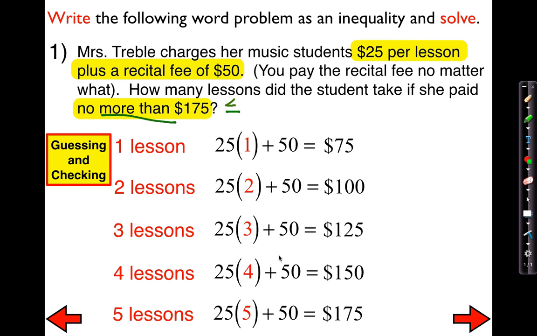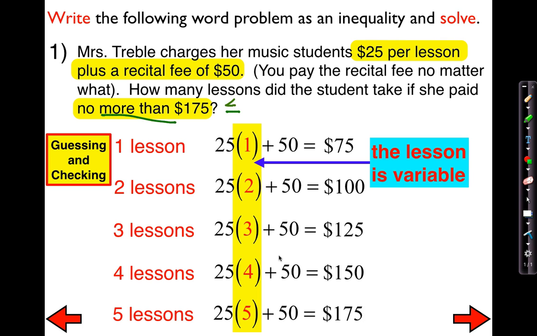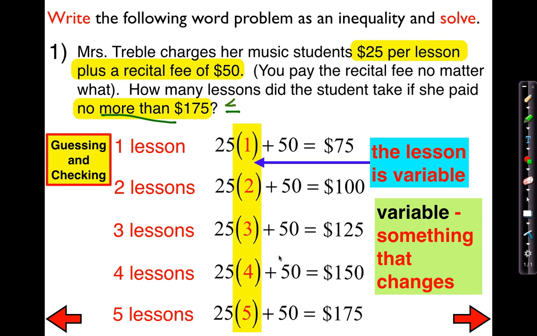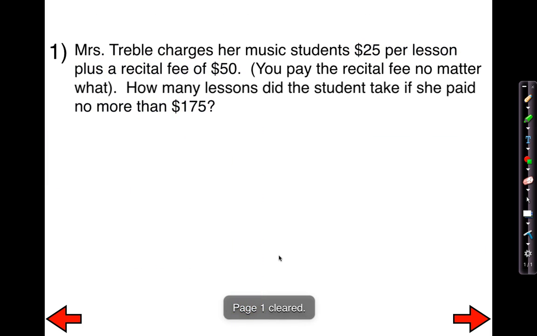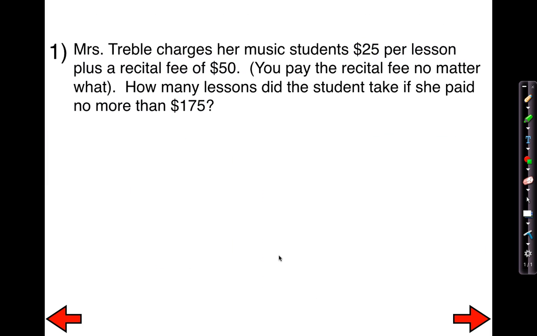Okay, from that, I do understand that the variable, the thing that's changing, is the number of lessons. Now, please understand, when you're looking for the variable, you're looking for something that's consistently going to change. Okay? So, now that I know that, let's go ahead and piece everything together to create an equation.